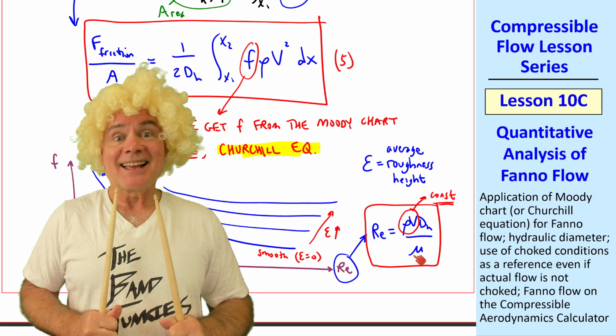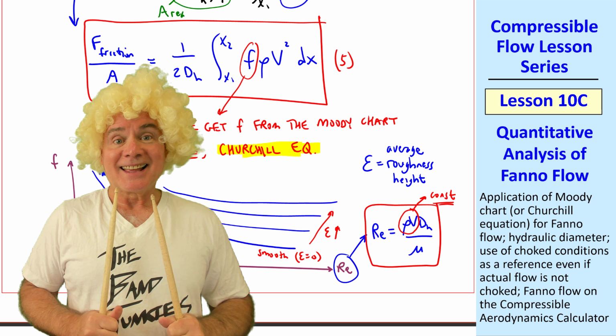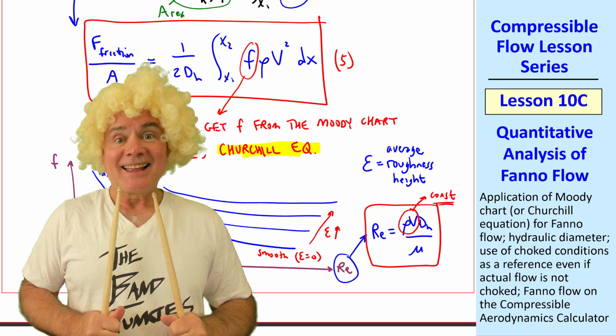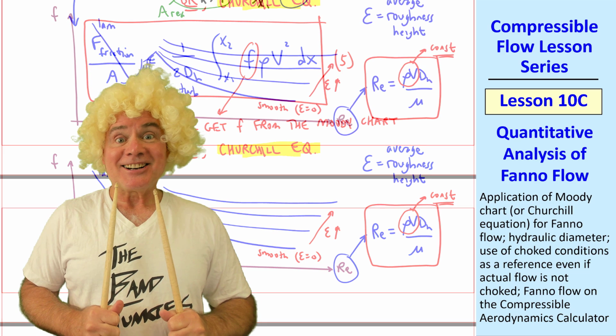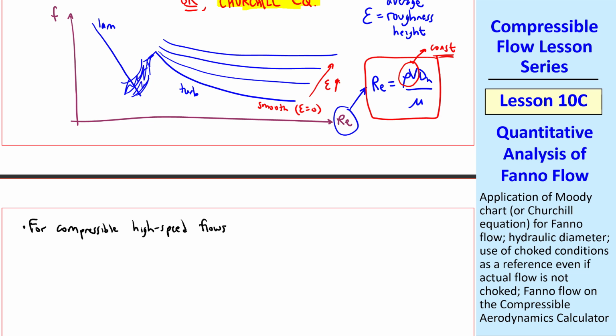Mu in turn depends on temperature, so as we go down the pipe, the temperature changes, and therefore mu changes, and therefore Reynolds number changes. So it's not constant anymore. Thank you, sir. But for the kind of compressible high-speed flows that we're talking about with Fanno flow, Reynolds number is big, so we're definitely in the turbulent region.